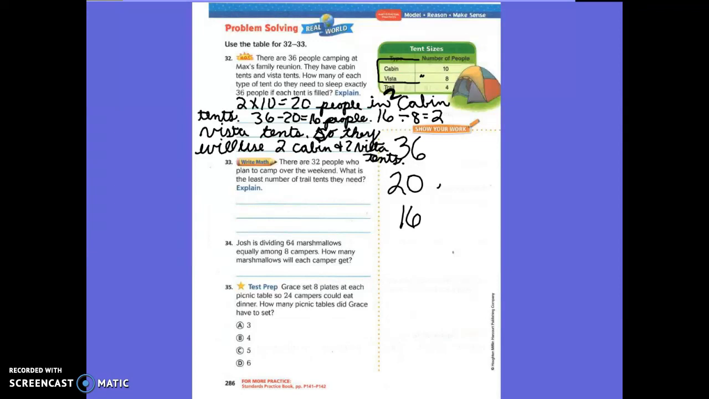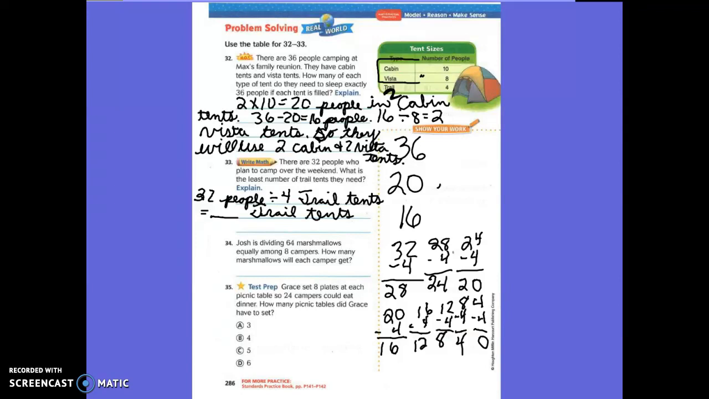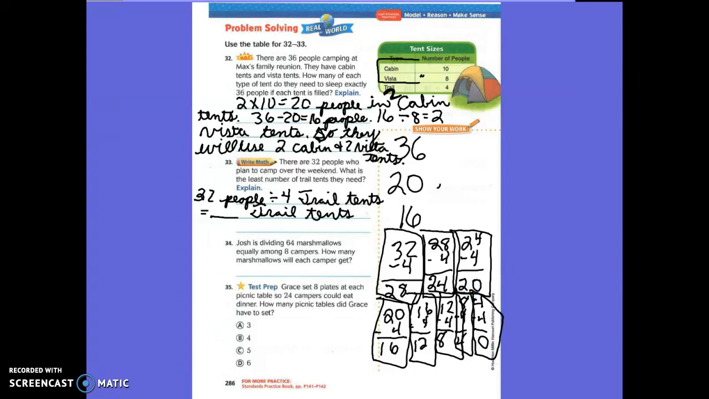Can we divide? Yes. Okay, what are we going to divide? 32 people divided by 4 trail tents. Equals how much? Okay, so we had repeated subtraction. And then I said I'm not going to write down the answer. I want you to write the answer down. But then the label is trail tents. And that is basically explaining.